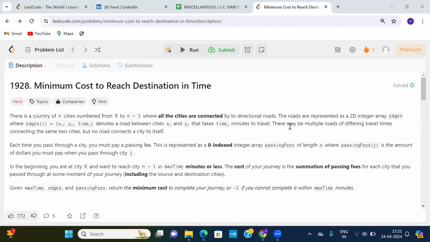The question is minimum cost to reach destination and time. The question is a bit lengthy, so I will try to explain the question in short. What does the question say?